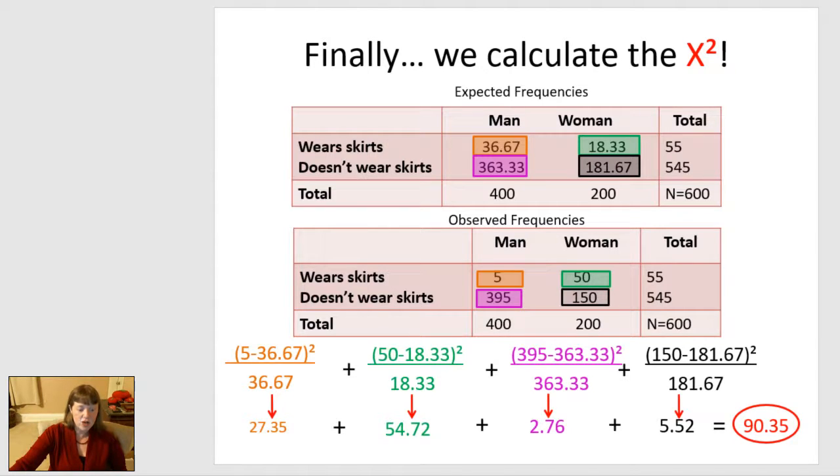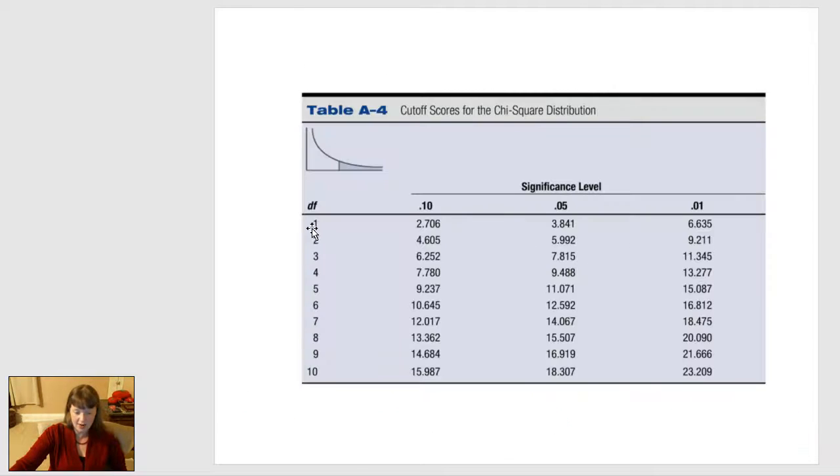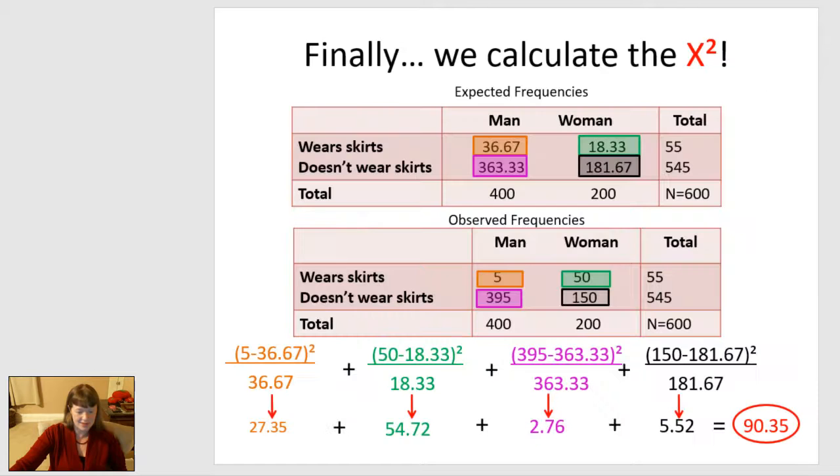And so now I can look up my critical value in that chi-square table right here. I have 1 degree of freedom. My critical value is 3.84. And so then I can, that's right, reject the null hypothesis, because this calculated, observed, obtained chi-square test statistic is so much larger than the critical value.